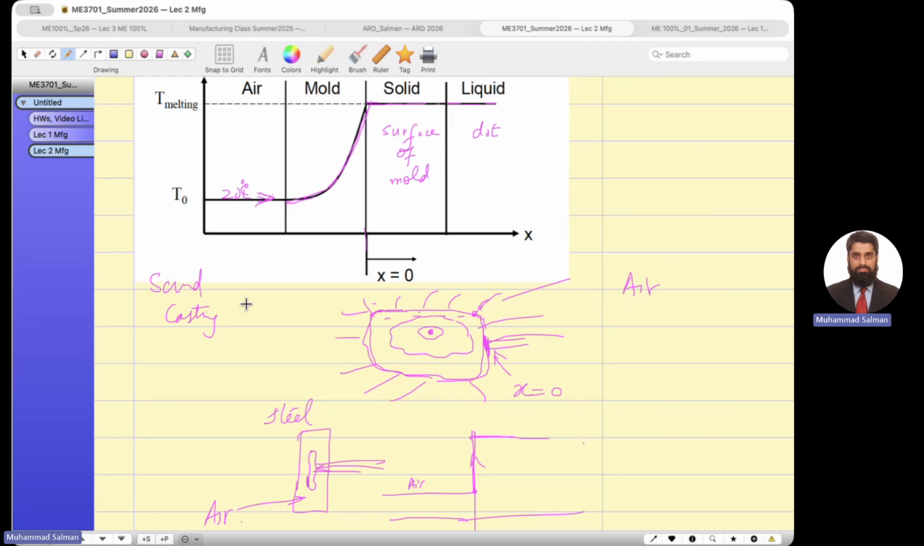Yeah, it's more expensive. That's why we avoid it. 60% comes through the sand mold. It's going to help you to understand this.